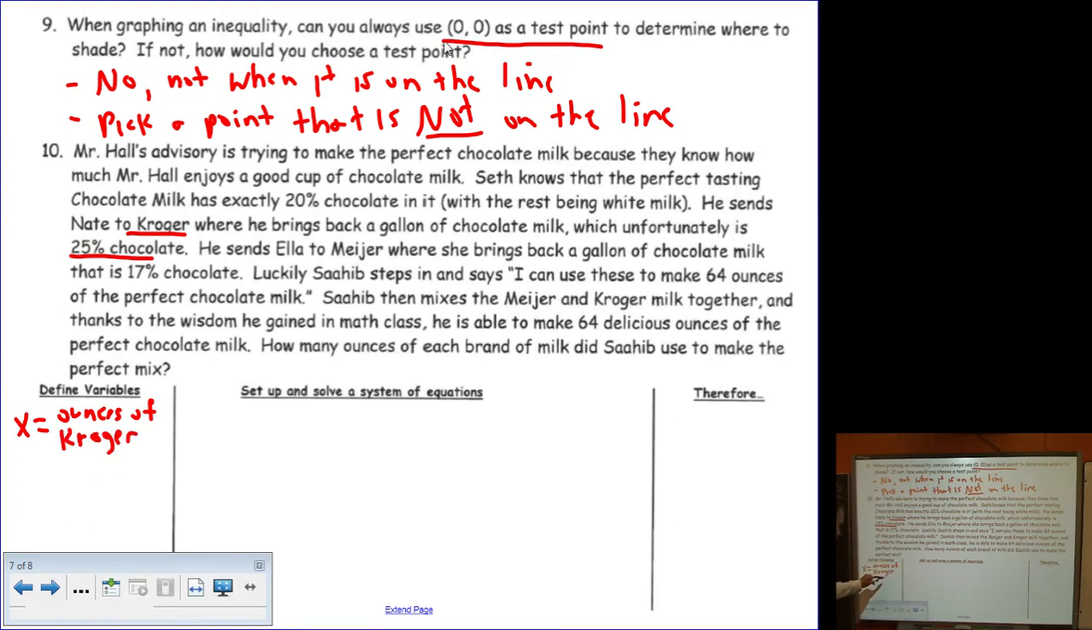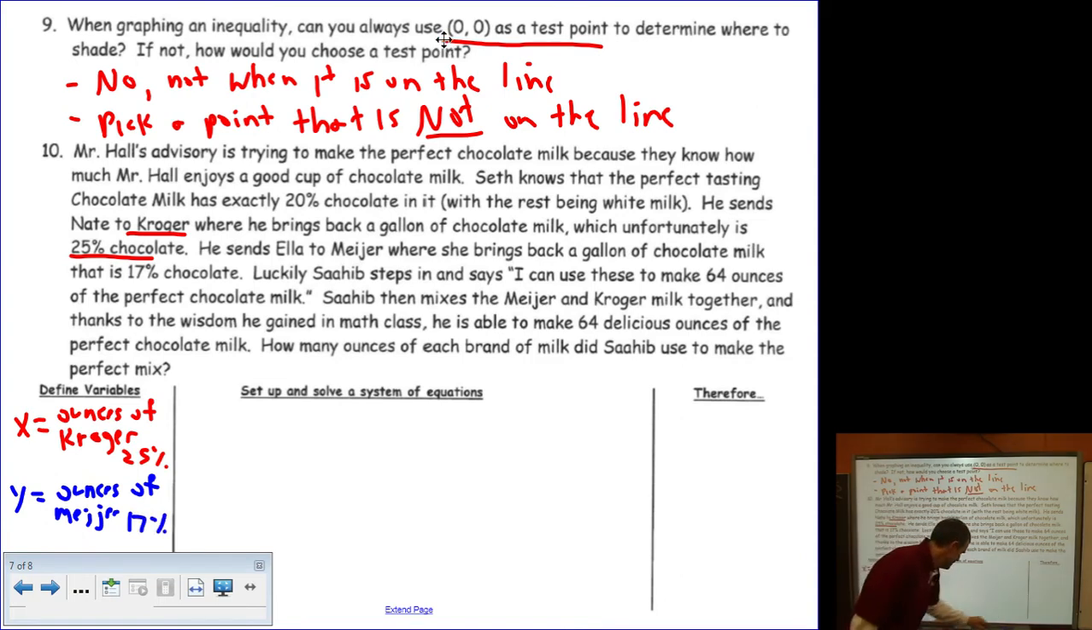Kroger milk, and that is 25% chocolate. And then I'm going to let Y equal the ounces of Meijer milk, and the Meijer milk is 17% chocolate, right?